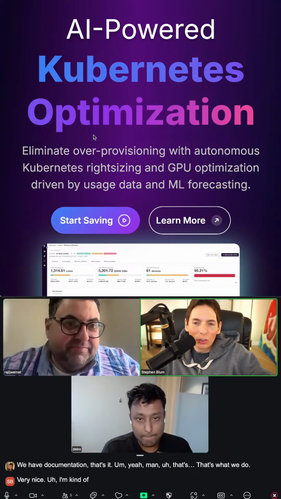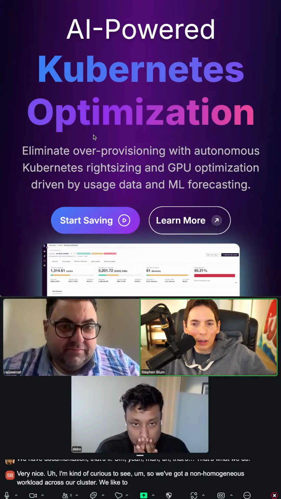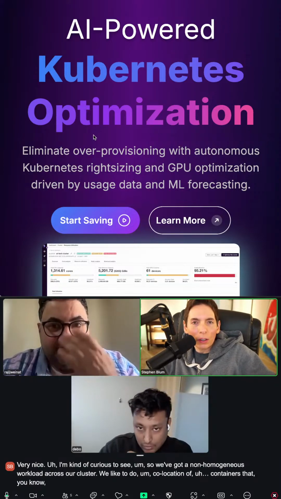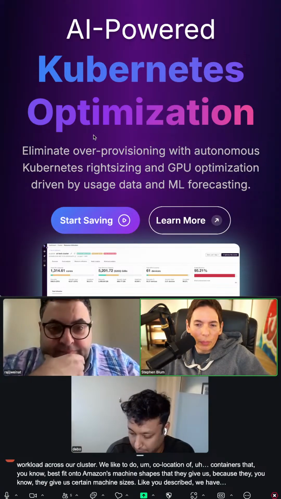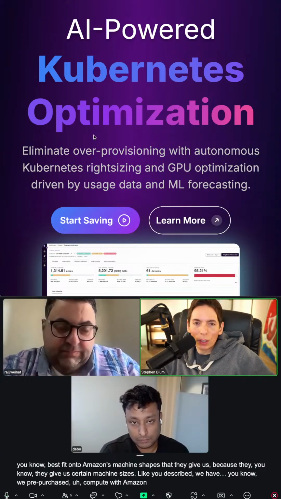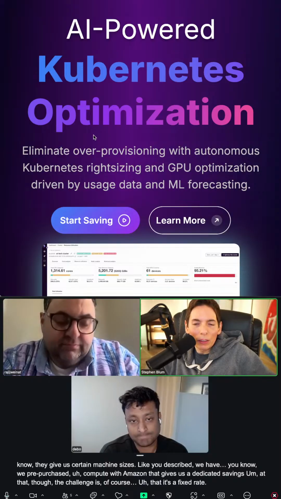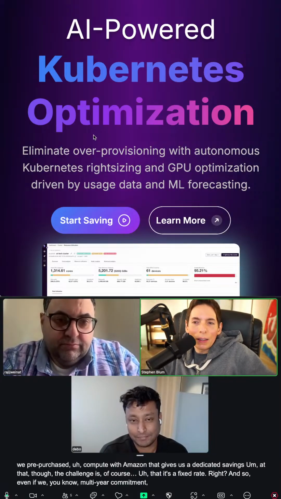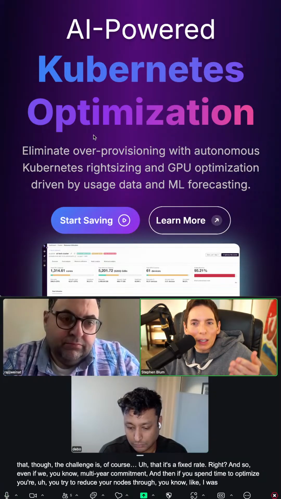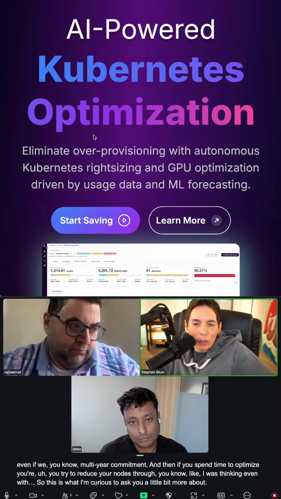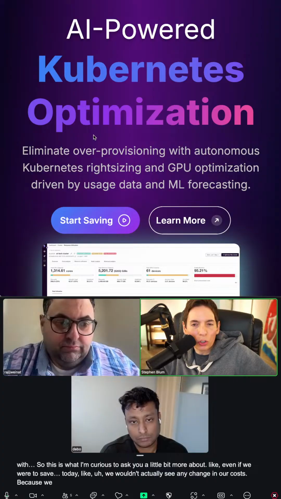Very nice. I'm kind of curious to see. We've got a non-homogeneous workload across our cluster. We like to co-locate containers that best fit onto the machine shapes Amazon gives us, because they give us certain machine sizes. Like you described, we pre-purchased compute with Amazon that gives us a dedicated savings. The challenge, of course, is that it's a fixed rate, and it's a multi-year commitment. So even if we spend time to optimize and reduce our nodes, we wouldn't actually see any change in our costs because we've already pre-purchased the compute for years.